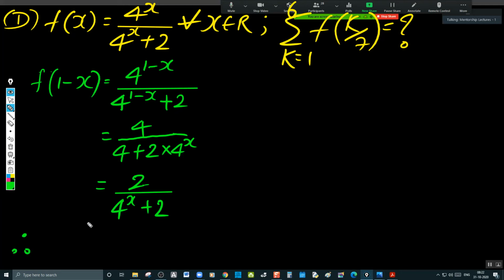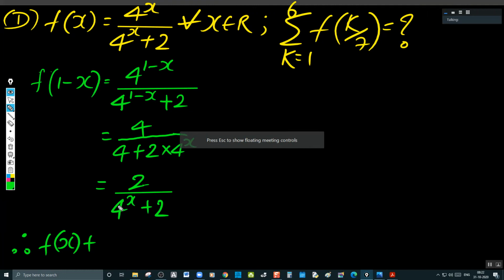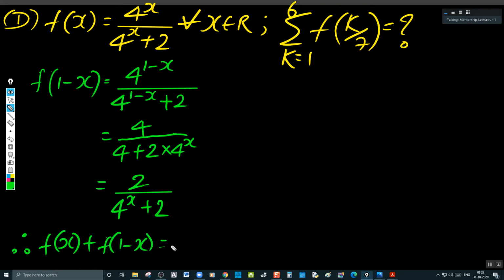Therefore, what is the relation here? Anyone in the class? Yeah, addition is 1. So, f of x plus f of 1 minus x is equal to, addition of these two becomes 1. If you get this result, it is done. Once for all, it is done.